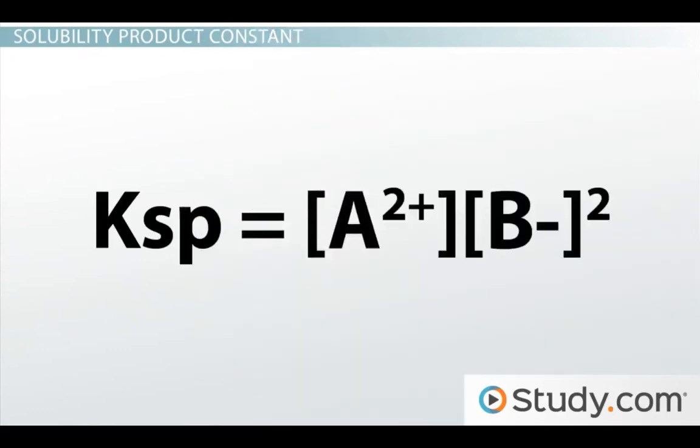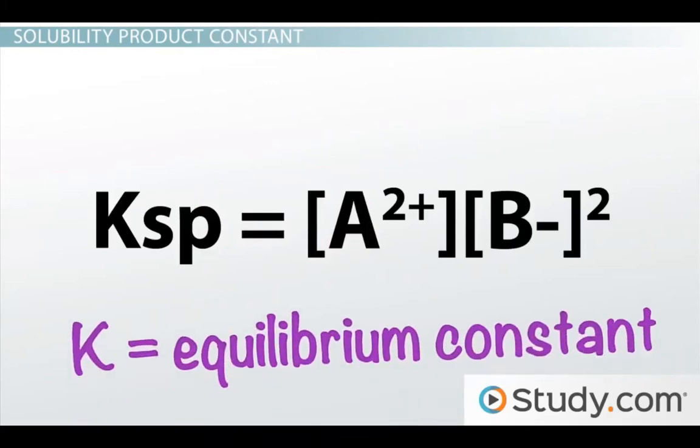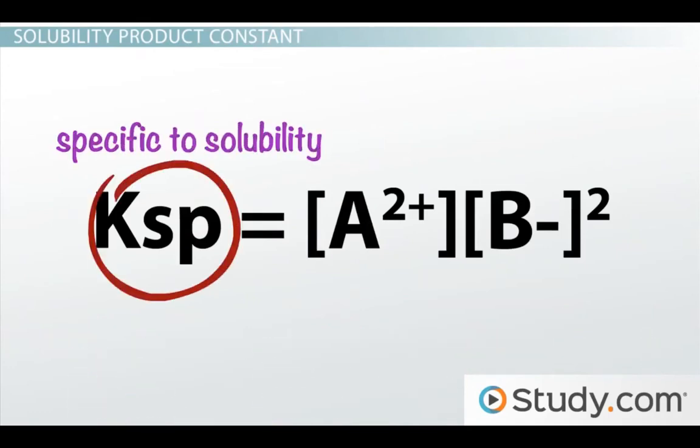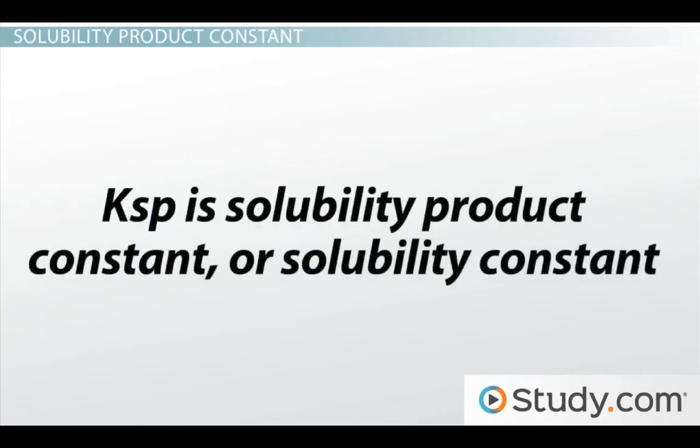Ksp equals the concentration of A2+ times the concentration of B- squared. Similar to other equilibrium expressions you may have encountered, the symbol K is used for the equilibrium constant. We use Ksp to show that this equilibrium is specific to solubility. The proper term for Ksp is solubility product constant, or solubility constant.